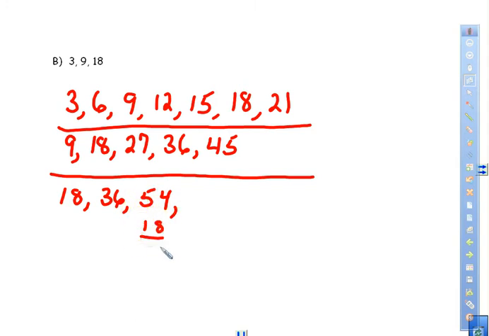plus 18, and we get 12, carry the 1, and so we get 72. And we can add another 18 onto that, and we get 0, carry the 1, and we get 90. Okay, and so on. However you want to go about that. Or you can multiply it as well. 18 times 1, 18 times 2, times 3, times 4, times 5.